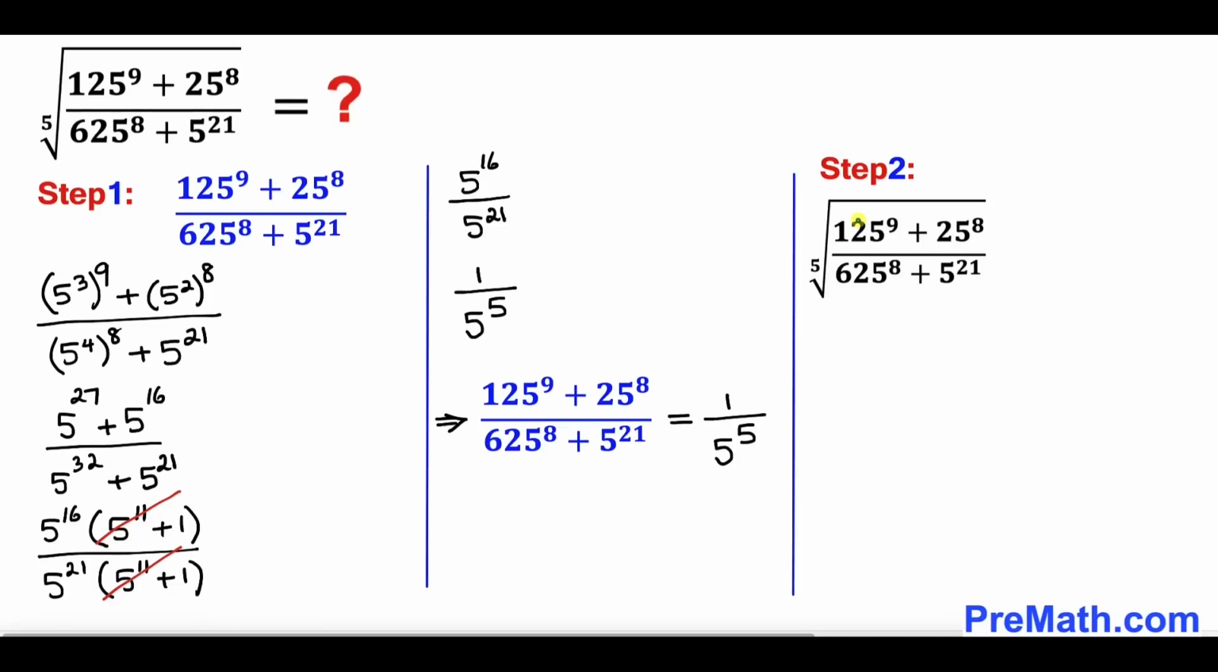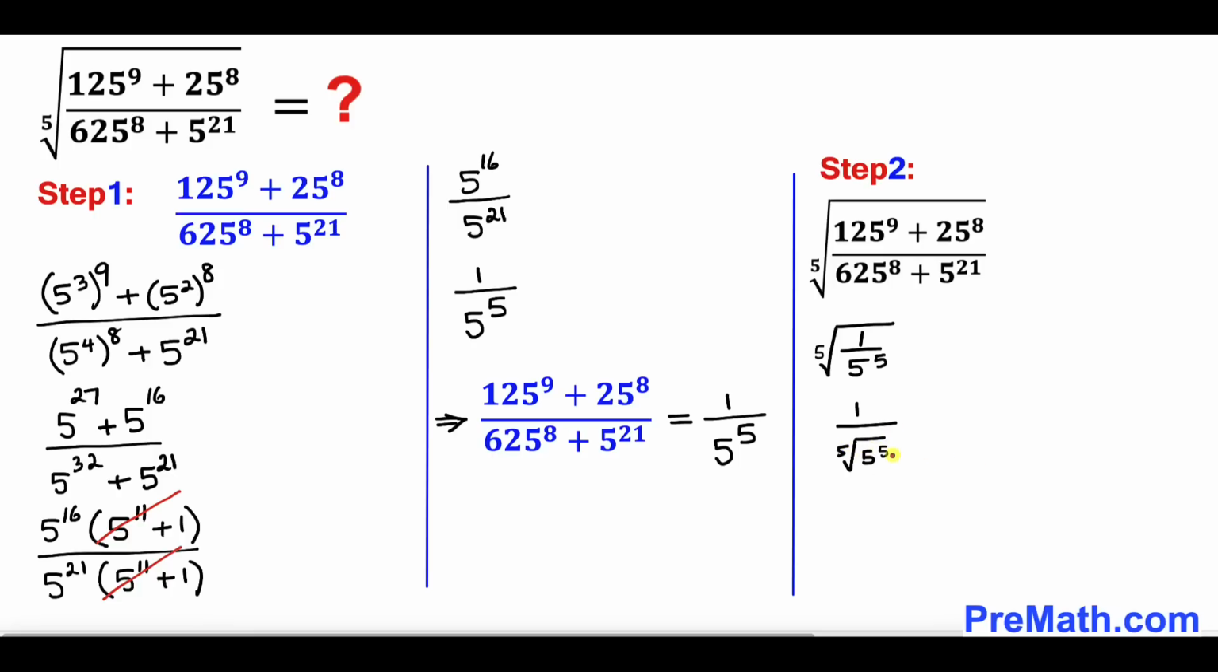And here's our next step. Now we are going to find the value of this whole radical, and we know the value of this part turns out to be this one. So this could be written as the fifth root of 1 divided by 5 power 5. We break this one down. This could be written as 1 divided by the fifth root of 5 power 5.